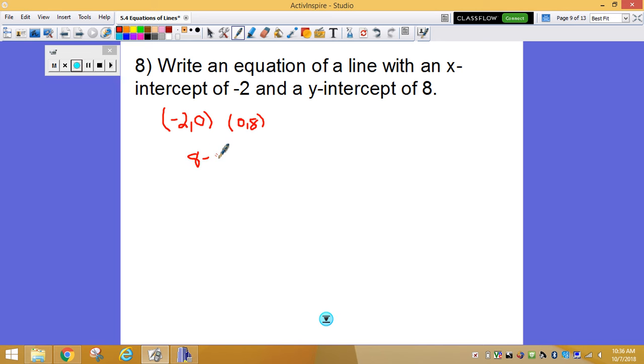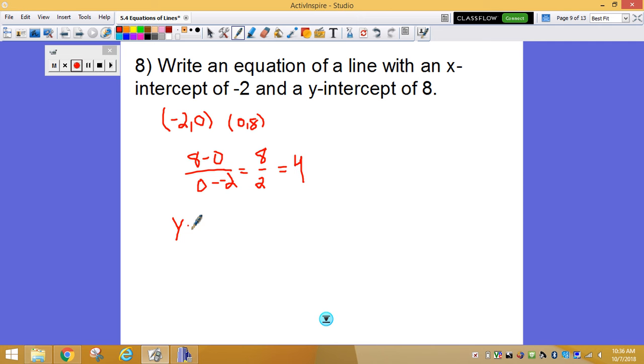So you get 8 minus 0 on top and 0 minus -2 on bottom. So on top you get 8, on bottom you get 2. 8 divided by 2 is 4. That's your slope. Okay, pause it and do your point slope form and your slope intercept form.